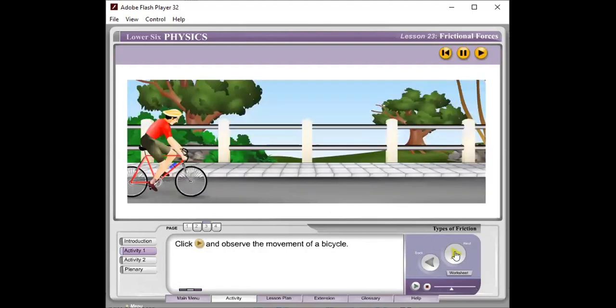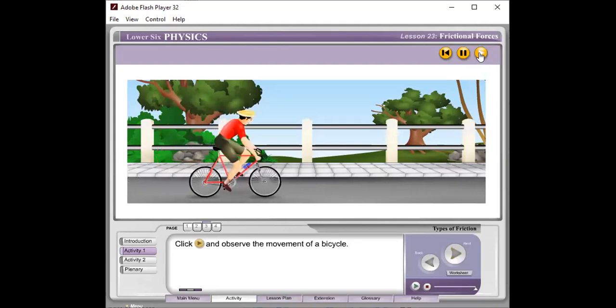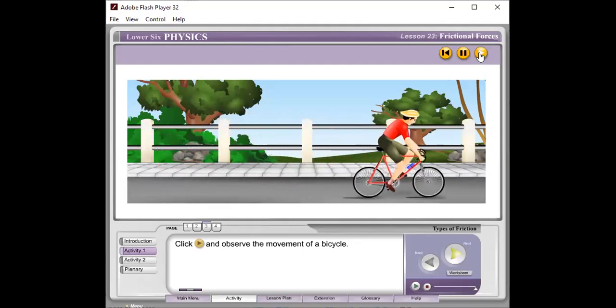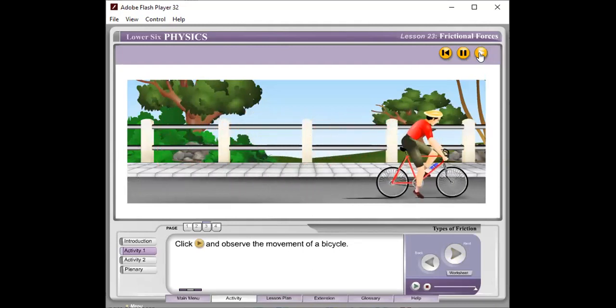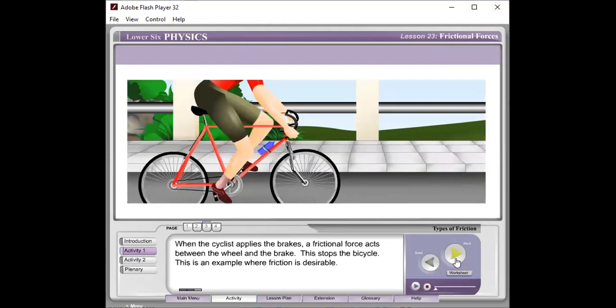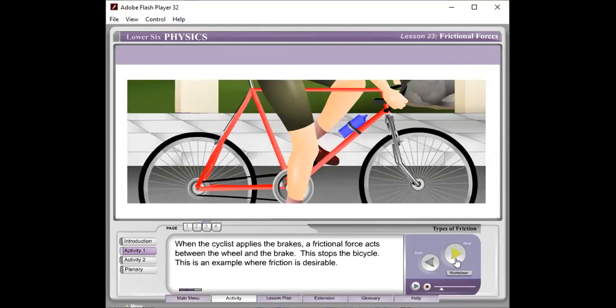Click the play button and observe the movement of a bicycle. When the cyclist applies the brakes, a frictional force acts between the wheel and the brake. This stops the bicycle. This is an example where friction is desirable.